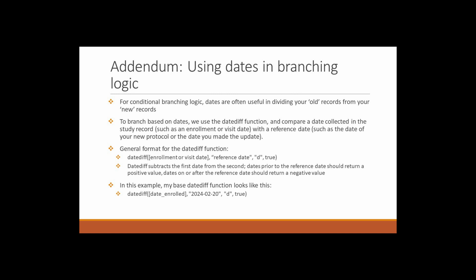And we've got the general formatting down here: date diff, enrollment or visit date, comma space, reference date, and then the D is our unit, which is days, and then true tells us REDCap is going to return a signed value. So it's going to subtract our enrollment date from our reference date, and it will have a positive or negative value to it. In this example, I've listed below what my date diff function looked like in the end.